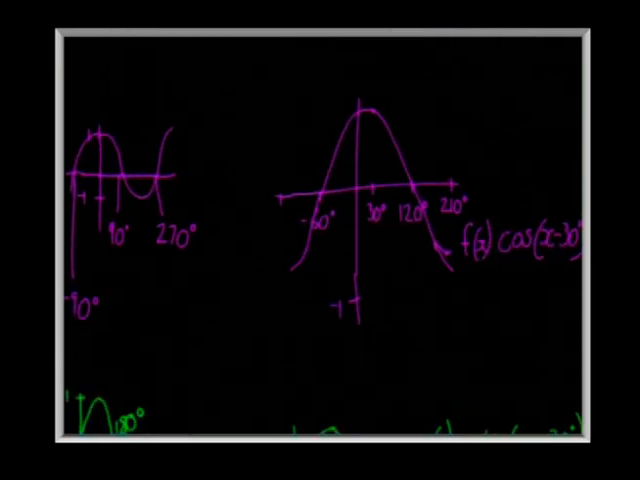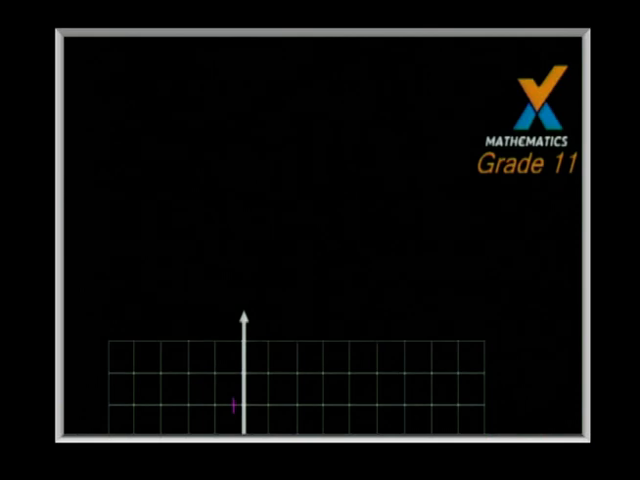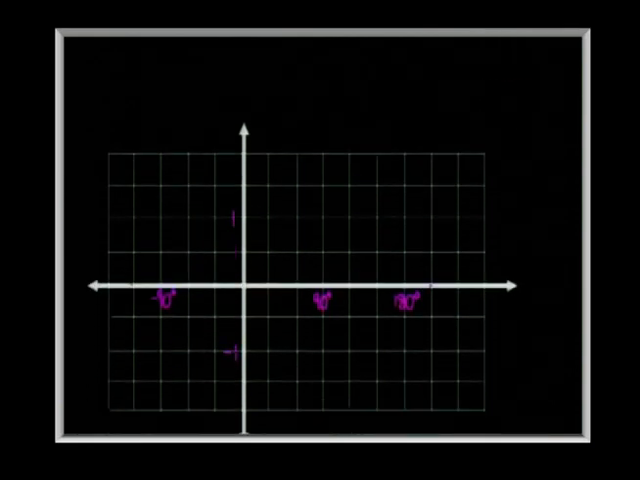We used pink to plot f of x equals cos of x minus 30 degrees. Let's start with a point, 30 degrees and 1. So at 30 degrees and 1, we'll make a mark. From here it's relatively easy because we're going to go down, we're going to go up. So let's follow the curve.